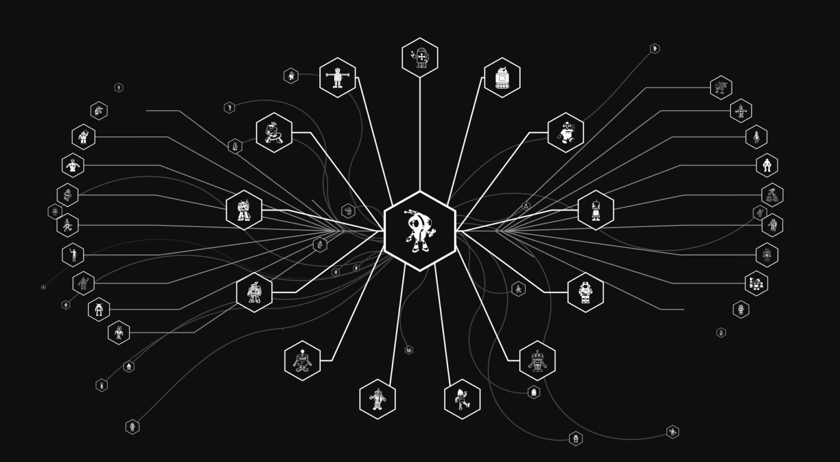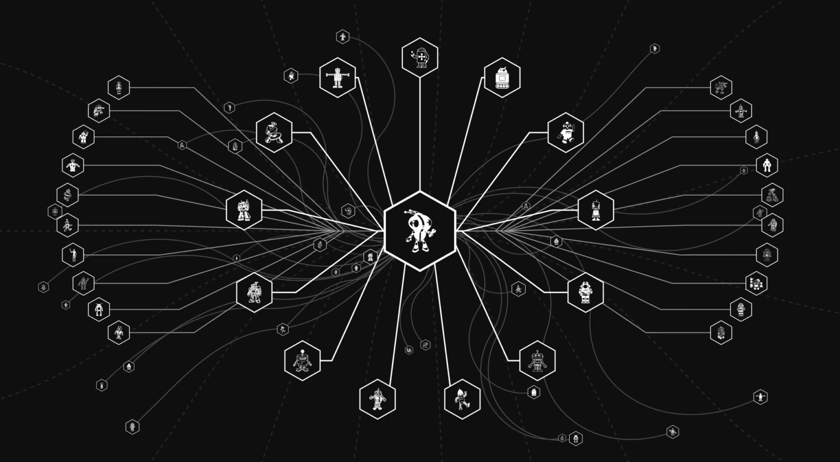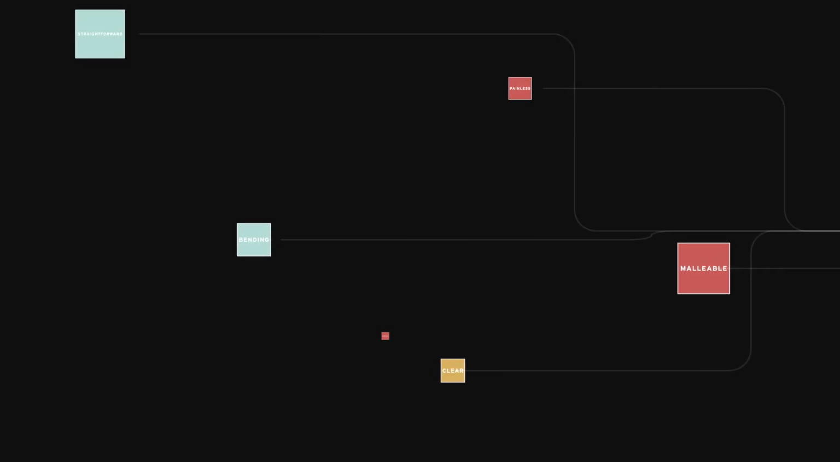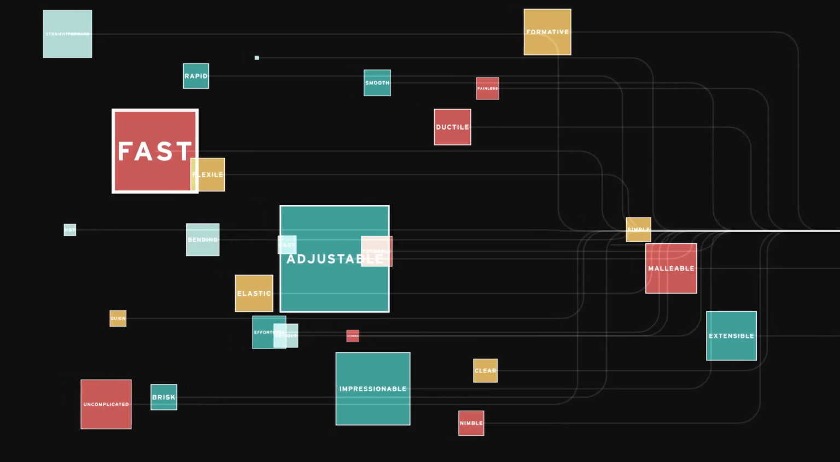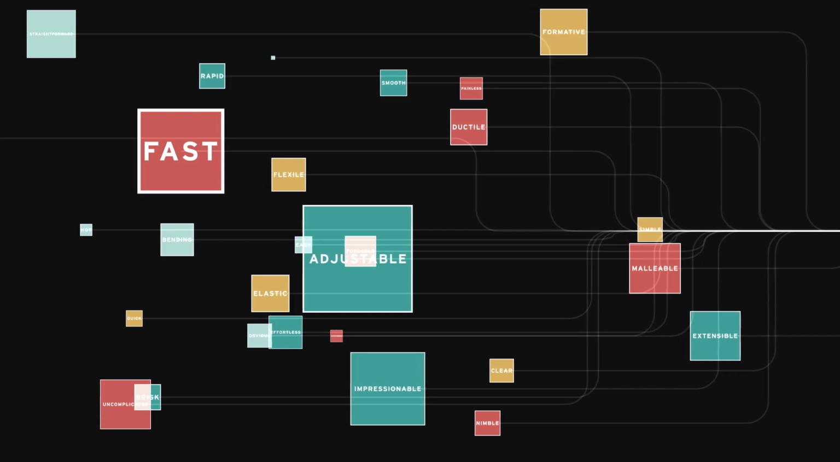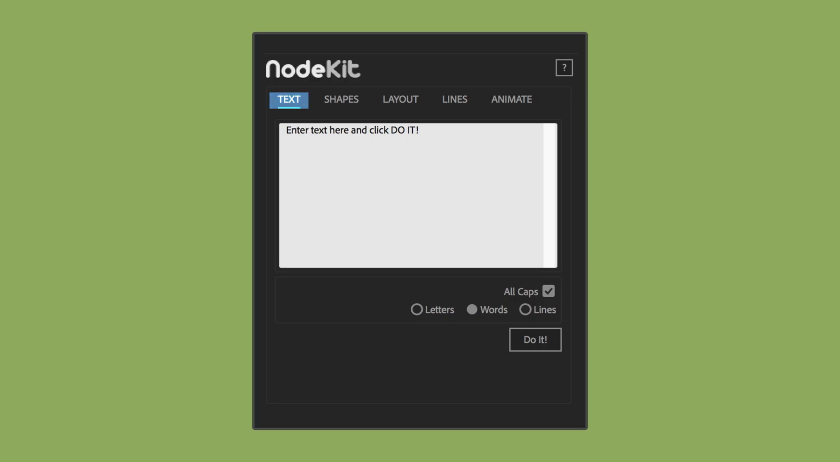Its strength lies in that it doesn't make you work within preset formats, which is perfect for creating a wide range of charts, diagrams, brackets, or whatever you might need. So let's go over the sections. The first one is the text section.